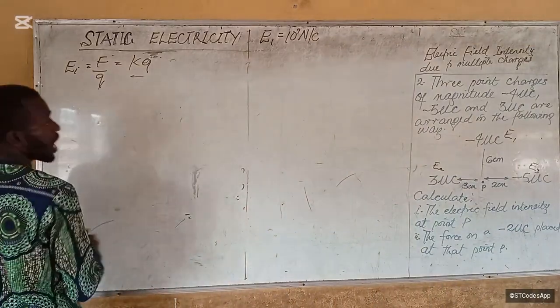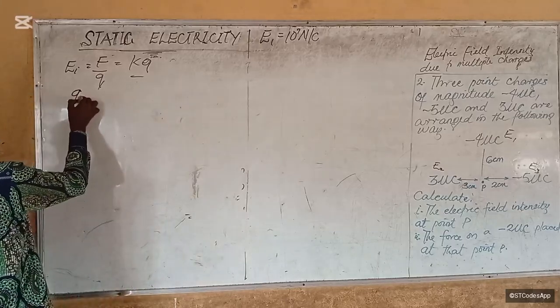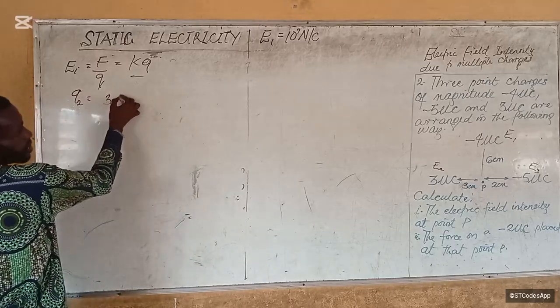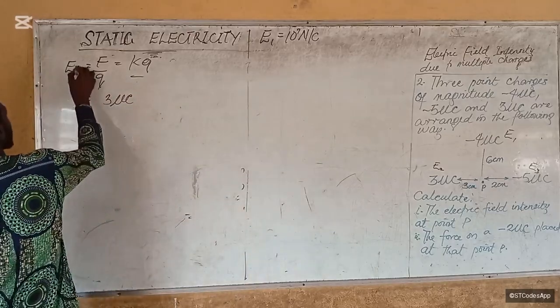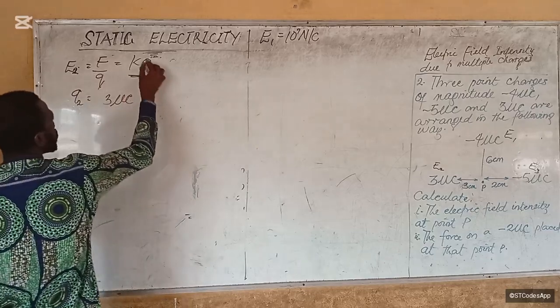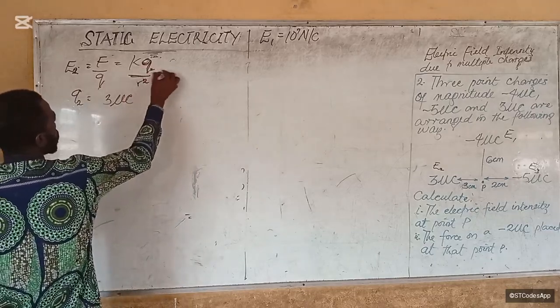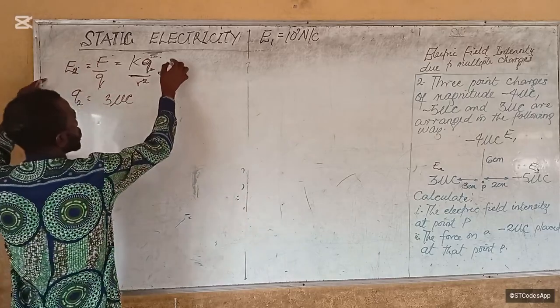Now for E2, our Q2 this time is 3 microcoulomb. Is there a minus? There's no minus. So E2 will become KQ2 over R squared, right? The electric field intensity due to that Q2.